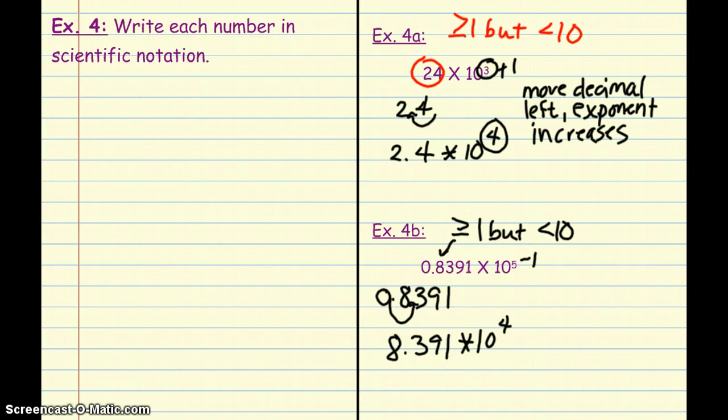So again, just like up above, if we move the decimal left, the exponent increases. In this case, if we move the decimal to the right, the exponent decreases.